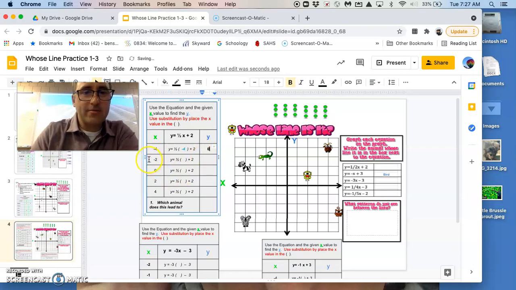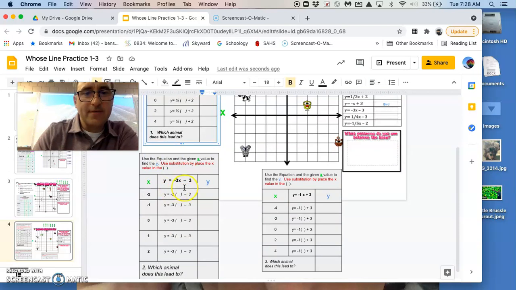Then I come over here and put -2 in for x. What's half of -2? Yep, that's -1. -1 plus 2 is 1. And I would do that for all of these. I would graph my line and then say what animal it leads to.